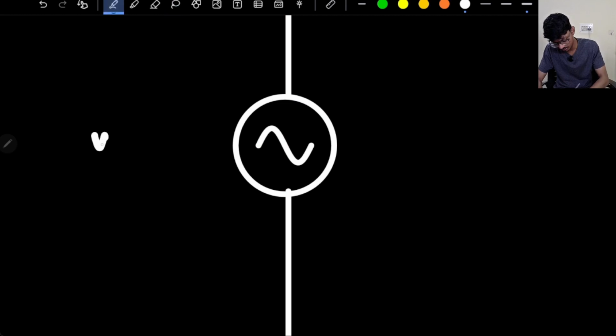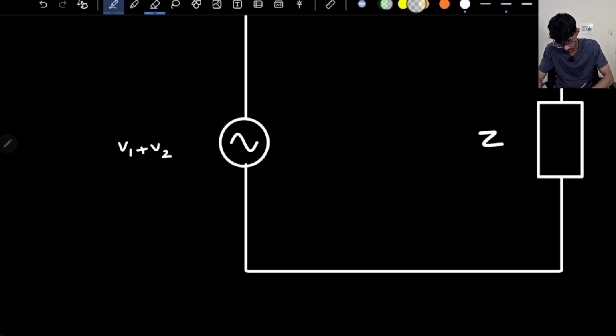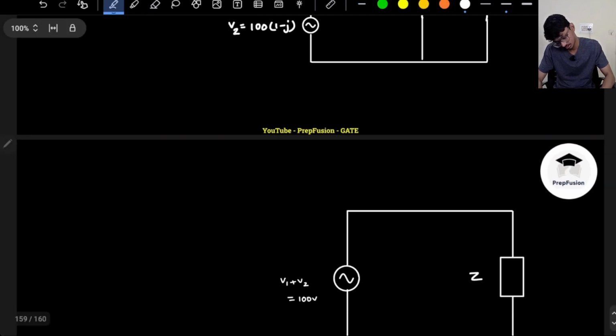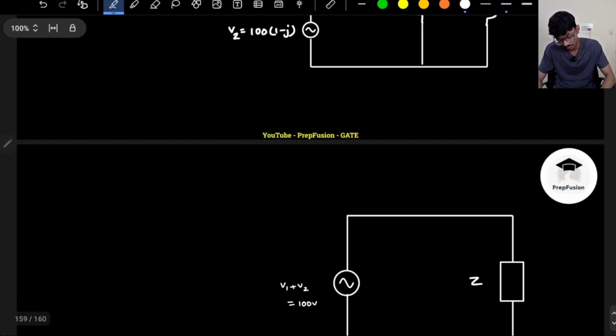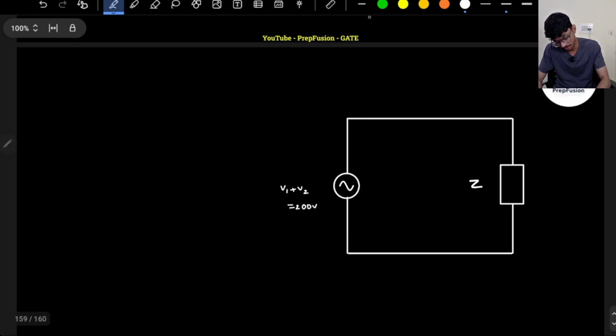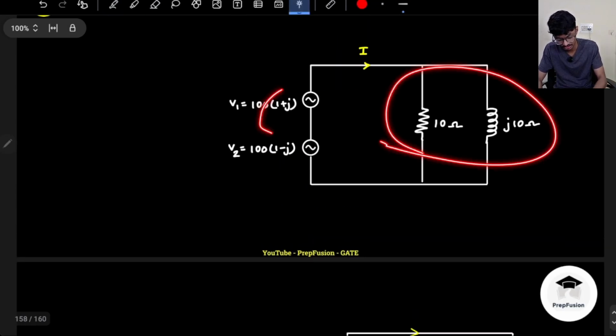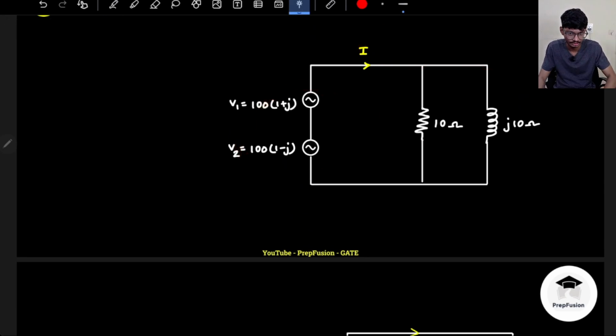If I add these two, basically this will be V1 plus V2. Not 100, sorry, the plus j and minus j cancel out, so this will be 200 volts. Okay, I will not change anything. I have just changed the circuit, like this I have made it together and this I have made it together. That's it.